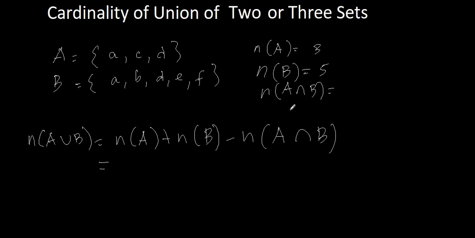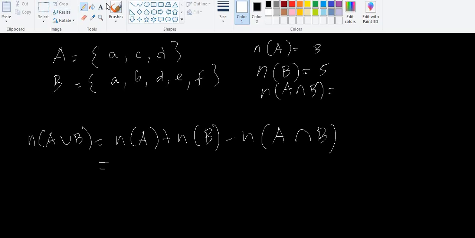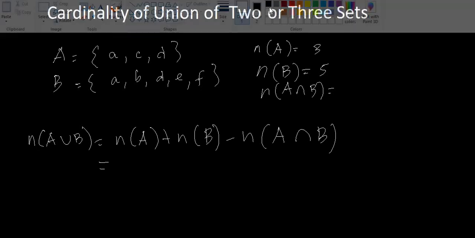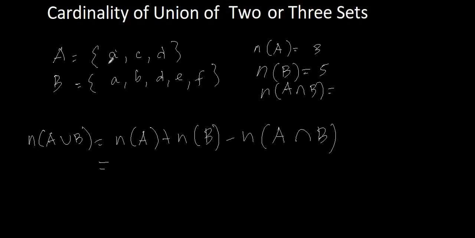Okay, and so to determine the cardinality of A intersection B, we need to know the elements of the intersection of set A and set B. So we have common elements A and what else? D. Therefore, how many elements are there in the intersection? There are two. We have the A and D. So A intersection B, cardinality is equal to 2.